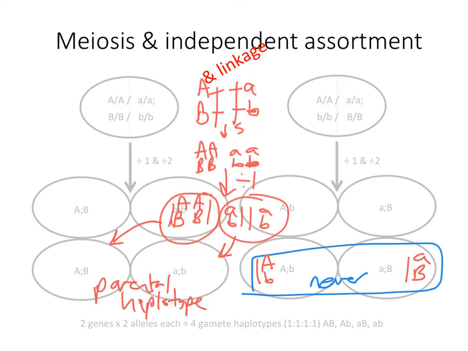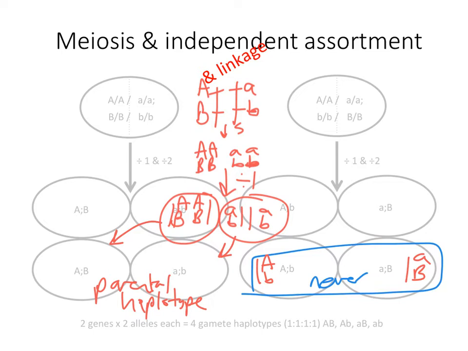So how does linkage affect meiosis? How does linkage affect diversity? Linkage reduces the diversity of gamete haplotypes that are produced. When independent assortment was happening, we got 4 different gamete haplotypes. With linkage, we got 2.